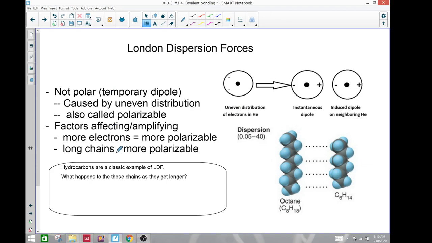All right, so repeating kind of stuff we said. As they get longer, they get increased London dispersion forces, more polarizable. Okay, good here, polarizable. All right, so octane versus hexane. If you looked at the melting points of these, the melting points will start to go up for this one because it's got more attraction between the molecules.